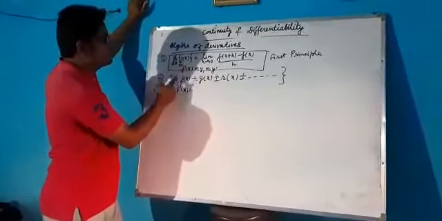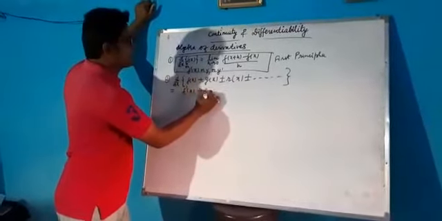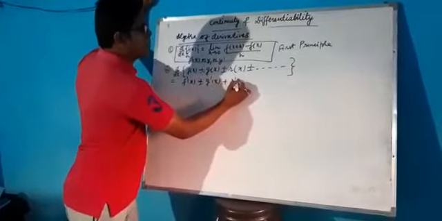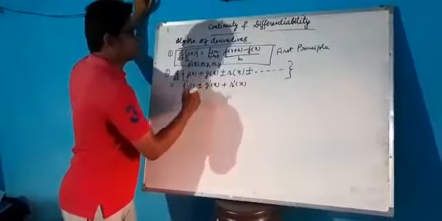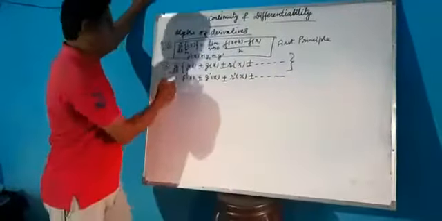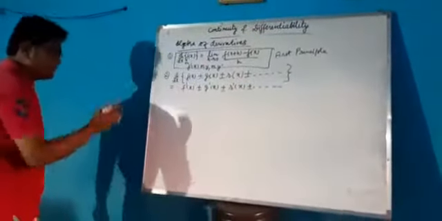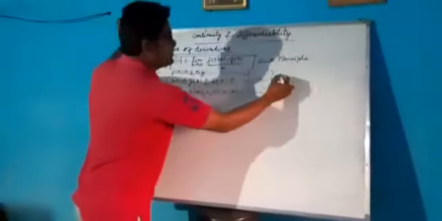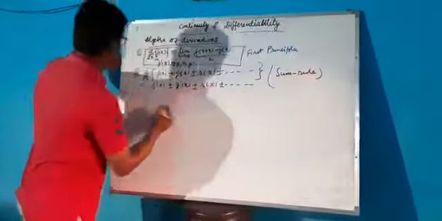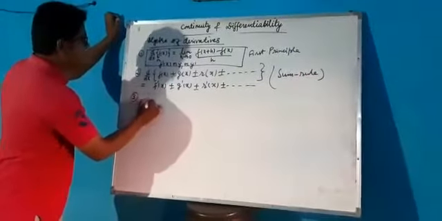Now I can write it as f dash x, which means it is once differentiated, plus minus g dash x, once differentiated, plus minus r dash x, once differentiated, and so on. So this is the first rule. It is known as sum rule. This is according to calculus. It is sum rule.